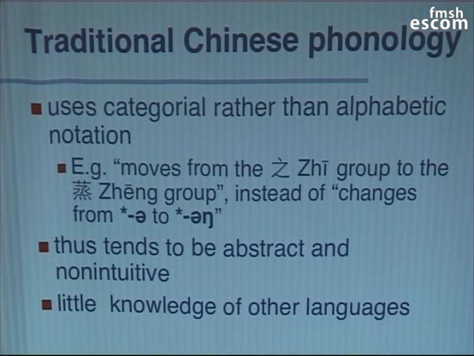So if you do it alphabetically, you can see what stayed the same and what changed. At least you have a symbol for those things. But it's not easy to figure that out from the traditional categories. And this sort of goes through the whole traditional terminology. There's a lot of phonetics involved too. There is, in the rhyme tables especially, sophisticated phonetic analysis that was not matched in Europe until the 19th century.